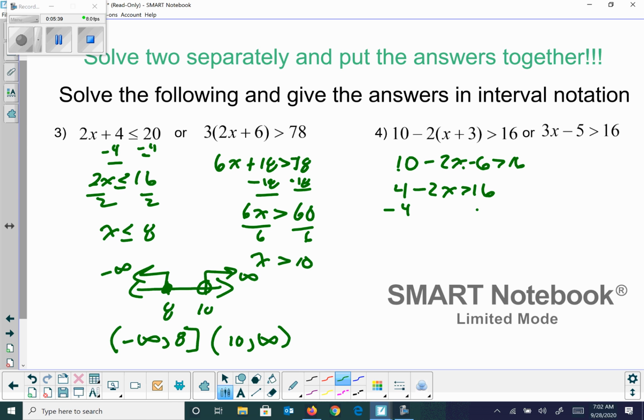Subtract 4. So negative 2x is greater than 12. Divide each side by negative 2. Remember, we're dividing by a negative, so my sign has to flip over.